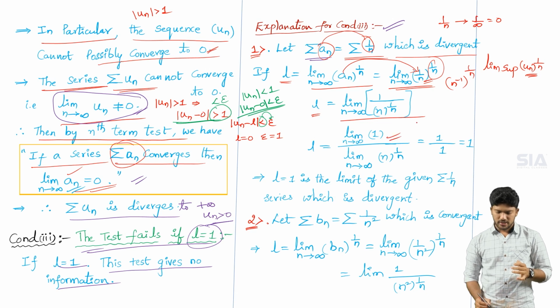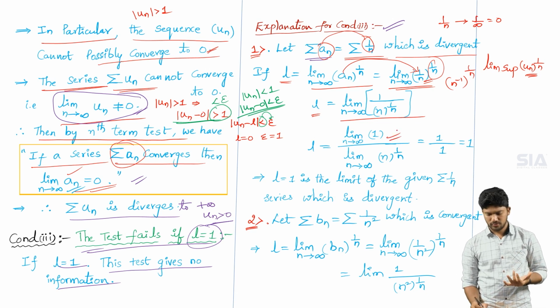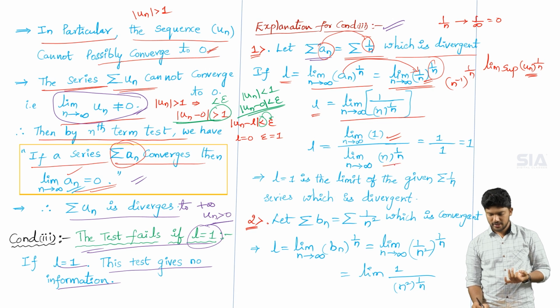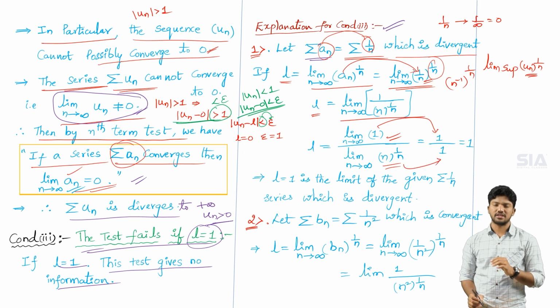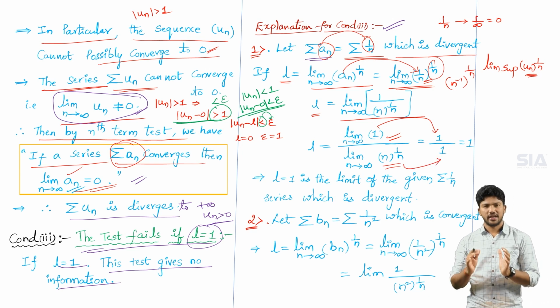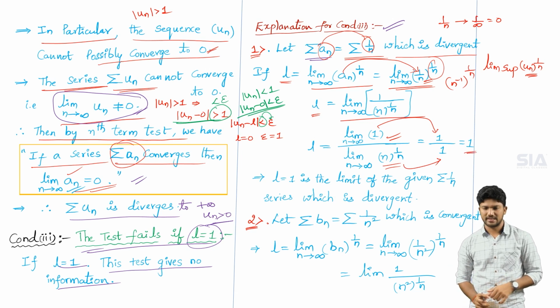So therefore, if you apply the limit separately for the numerator and denominator, limit n tends to infinity of 1 divided by limit n tends to infinity of n power 1 by n. You know this value will become 1. Why? Because it is a constant. And the denominator value is also 1. We proved that condition: limit n tends to infinity of n power 1 by n is equal to 1. So therefore 1 by 1 is equal to 1.